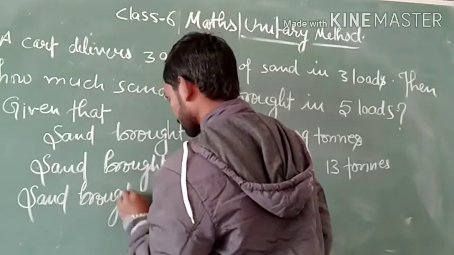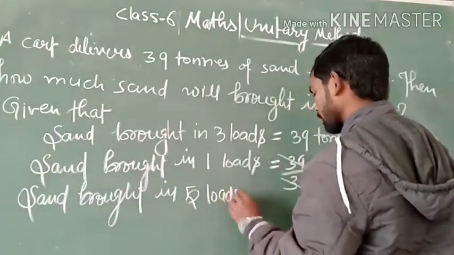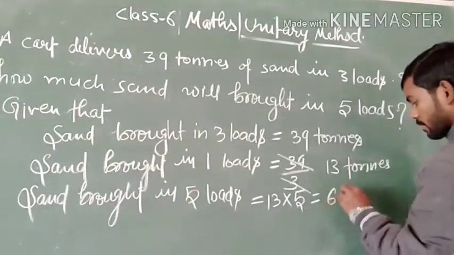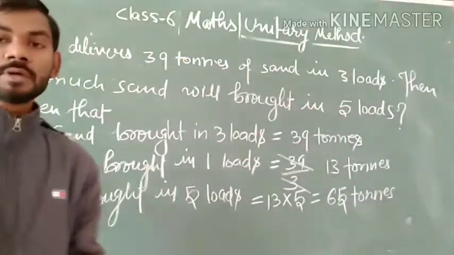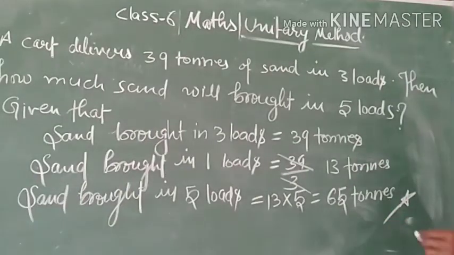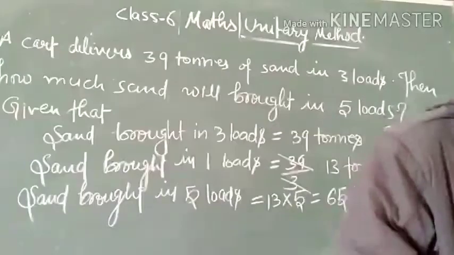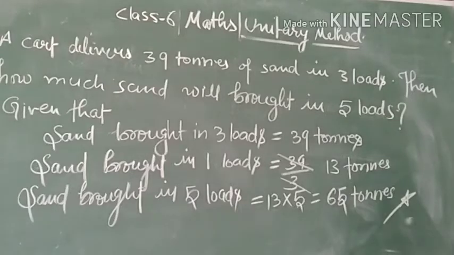Therefore sand brought in 5 loads: we shall multiply 13 by 5. We get 65. So 65 tons of sand is brought by 5 loads. So this is the solution, 65 tons is the right answer. In 5 loads a car brought 65 tons of sand. So this is our traditional method, and I hope that you get this solution by this method clearly.